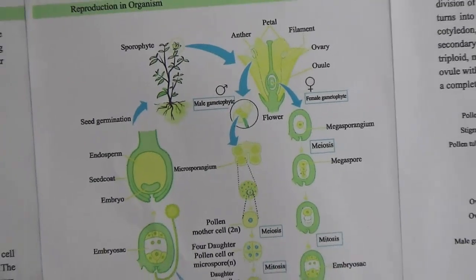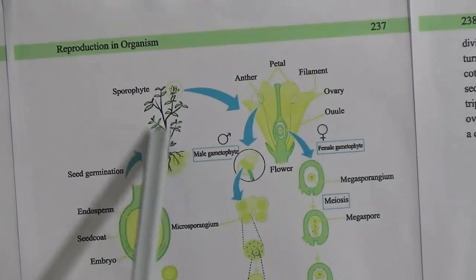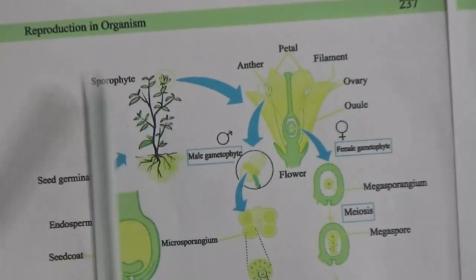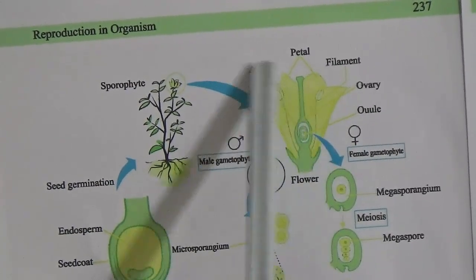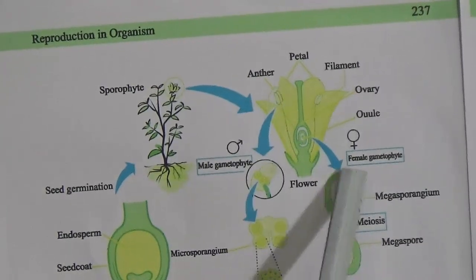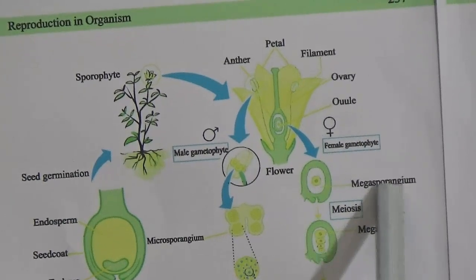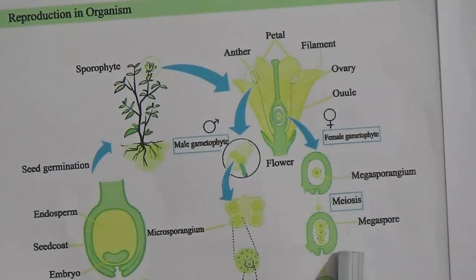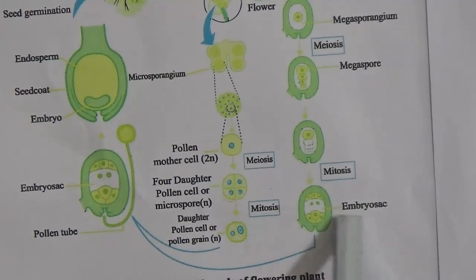Now here is the figure of the life cycle of a flowering plant. This is a plant, the sporophyte, that means 2n. From this plant comes the flower, and we can see the parts of the flower: anther, petal, filament, ovary, ovule. From the flower, the female gametophyte is produced. This is the megasporangium, and after meiosis there will be the megaspore, and then mitosis. Again it will divide by mitosis, cell division, and here is the embryo sac.